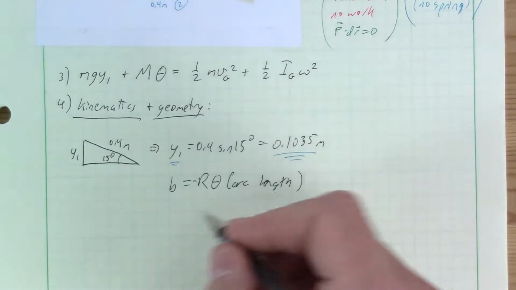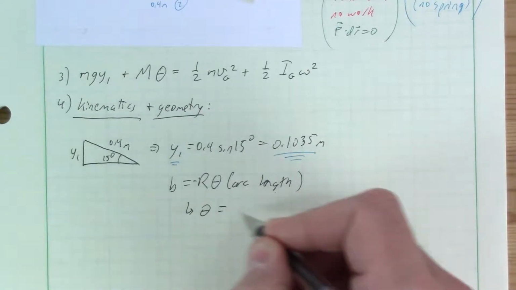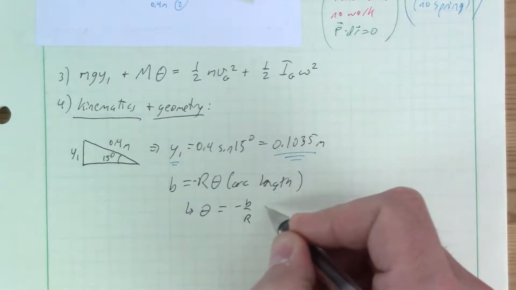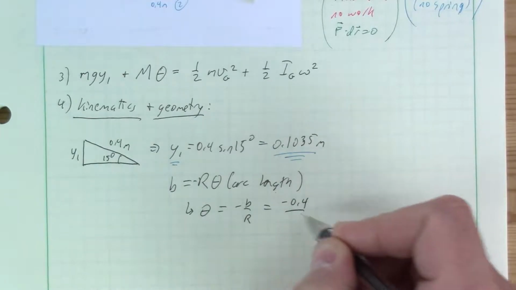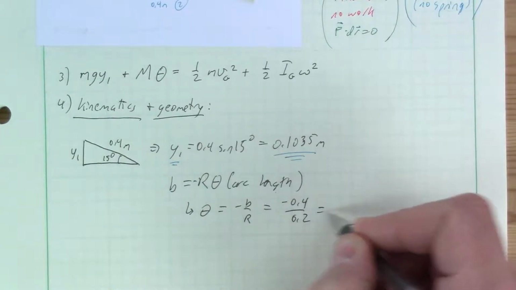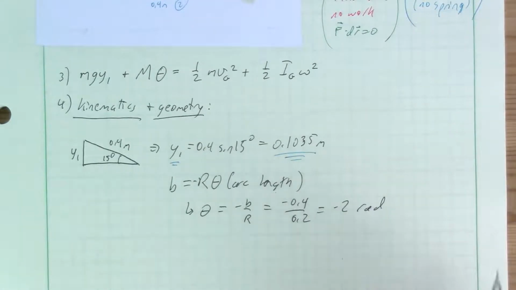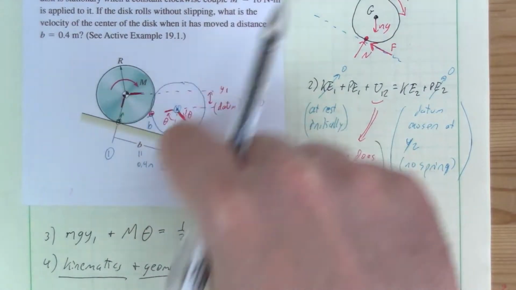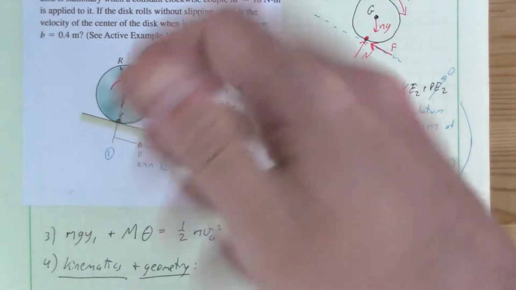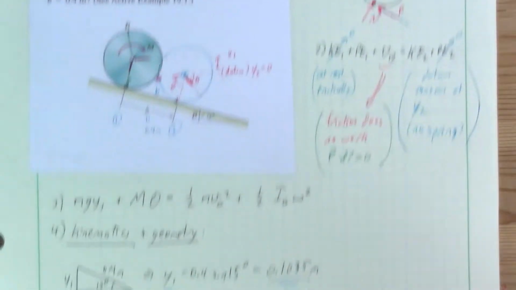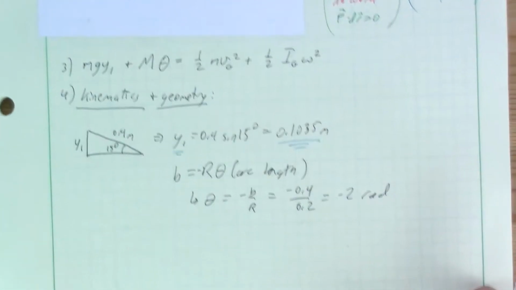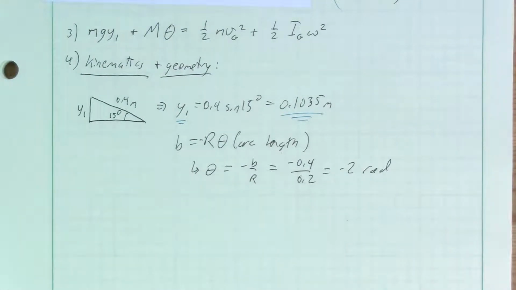Therefore theta equals minus B over R, which is minus 0.4 over 0.2, so minus 2 radians. You see our rotation is in the negative direction. The applied torque will rotate this way. Everything's negative. The angle's negative, the omega's negative, the alpha would be negative if it accelerates downward. So our theta's there.